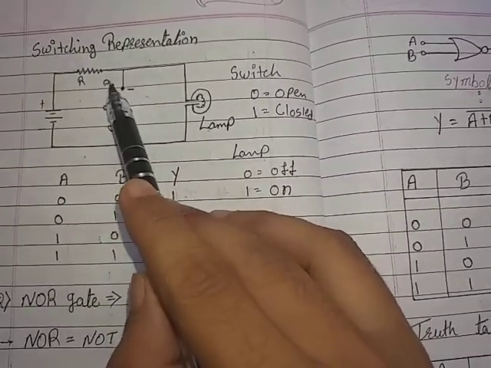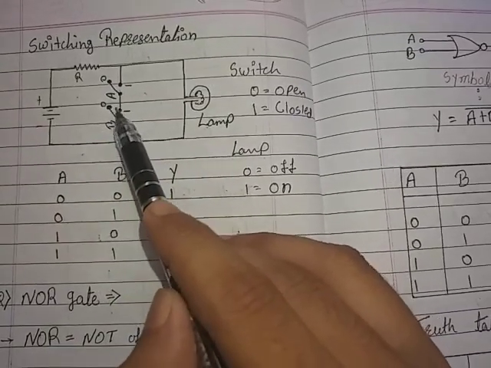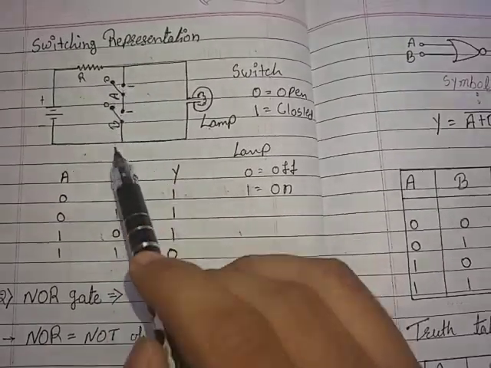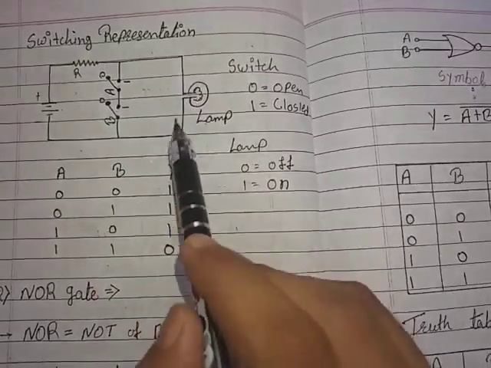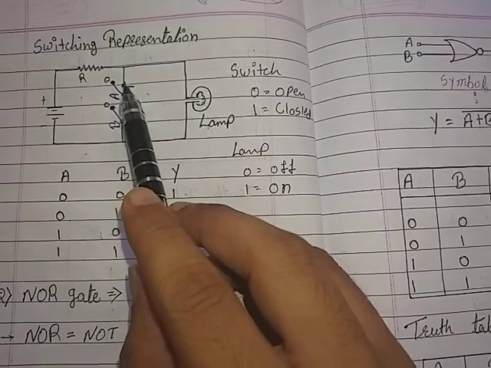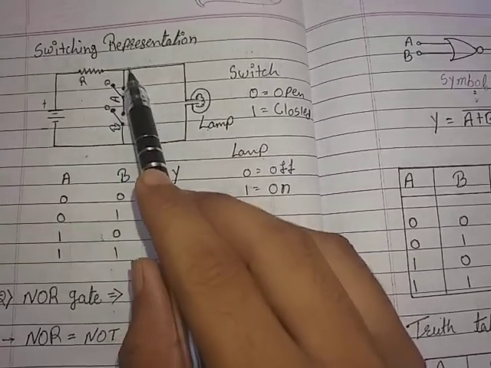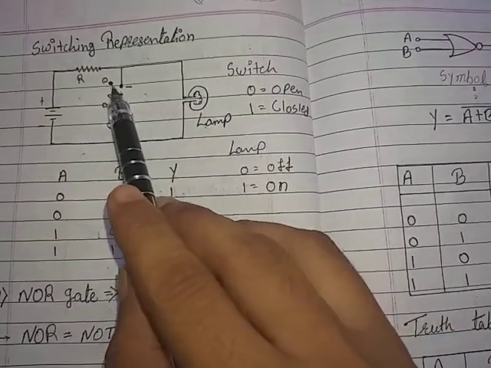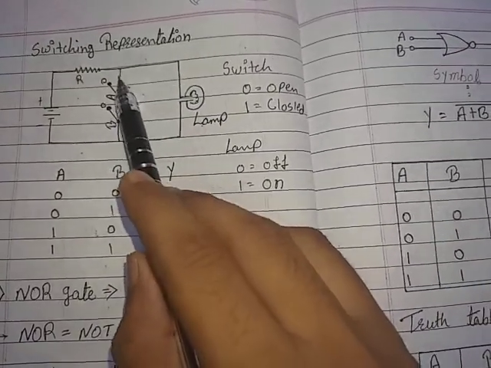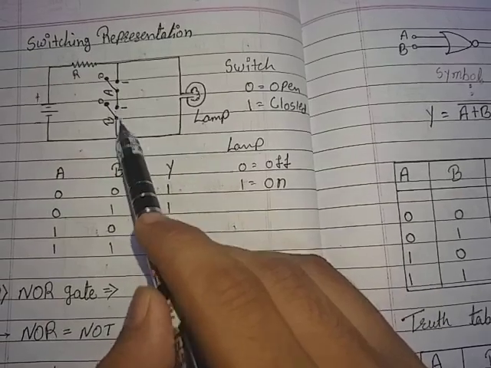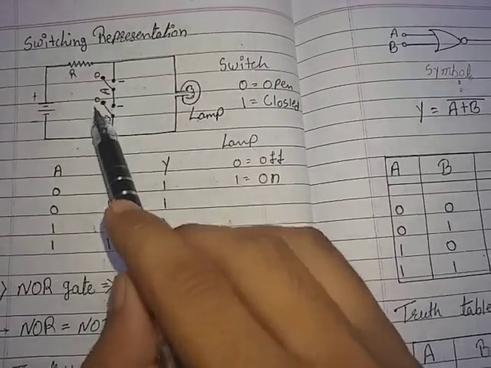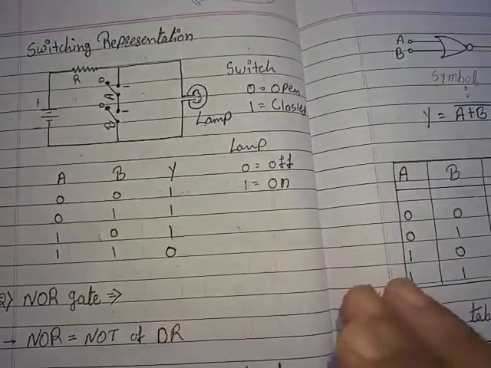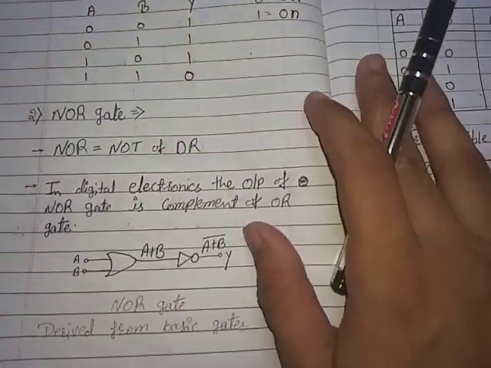Now when A is 0 and B is 0, both are open. This branch is open, so current will flow through the lamp and the lamp will glow. When A is at 0 and B is at 1, current will not flow from here. In that case as well, the lamp will glow. When A is closed and B is open, current will flow till B but it will not pass through B, and hence this branch will again be open and the current will flow through the lamp and the lamp will glow.